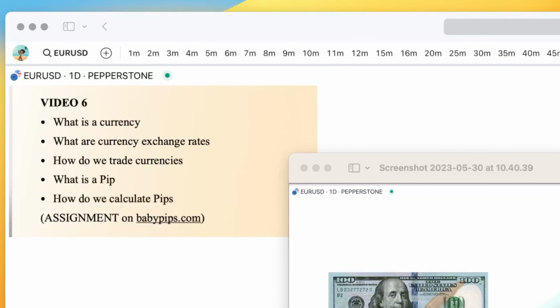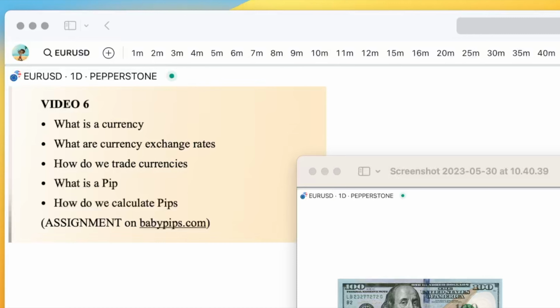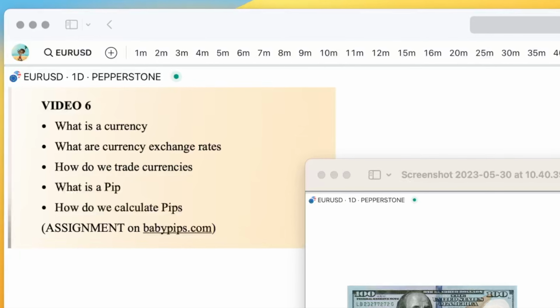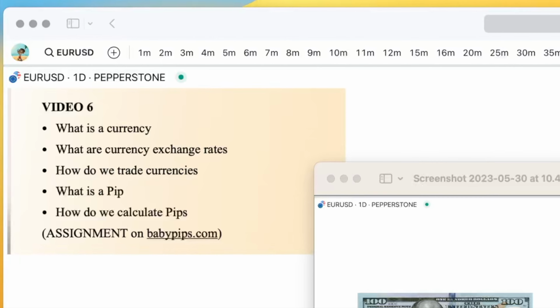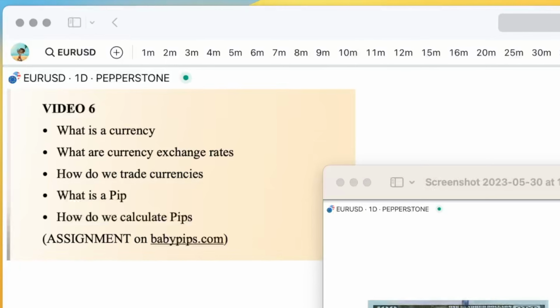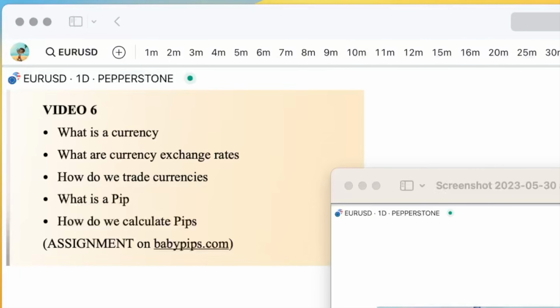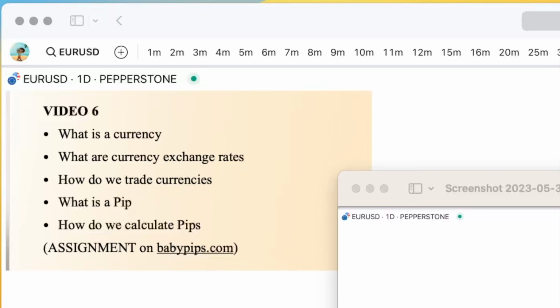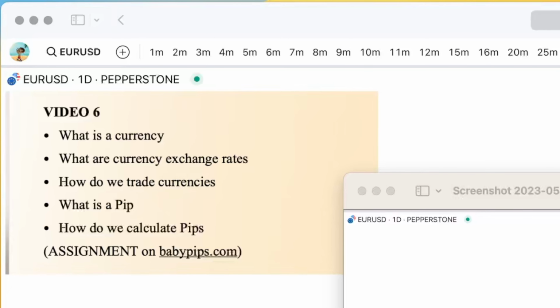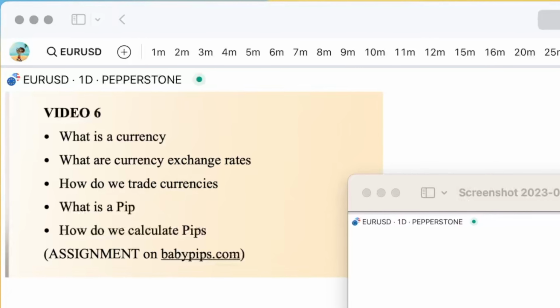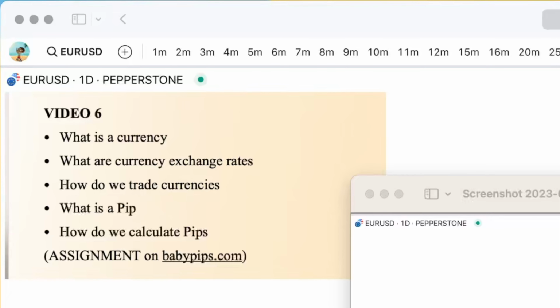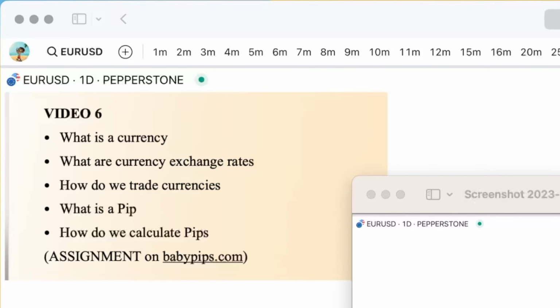So again, what is a currency? What are currency exchange rates? How do we trade currencies? What is a pip, a pipet, and a lot? I should have added those ones there also, a pipet and a lot. And then how do we calculate pips? And at the end, you have an assignment on babypips.